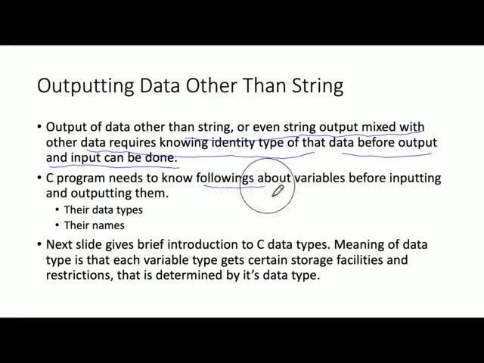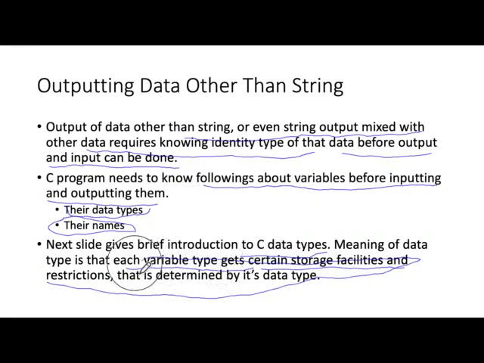A C program needs to know the following about variables before inputting and outputting them: their data type and their names. The name defines the location of the variable, and the data type defines a mechanism to print them, basically. C cannot do anything with a variable for input and output unless it knows its data type. So the next slide gives a brief introduction to C data types, in fact the next several slides. The meaning of data type is that each variable type gets certain storage facility and restrictions, and the storage facility and restrictions are decided by its data type. Okay, that's why data type is needed.